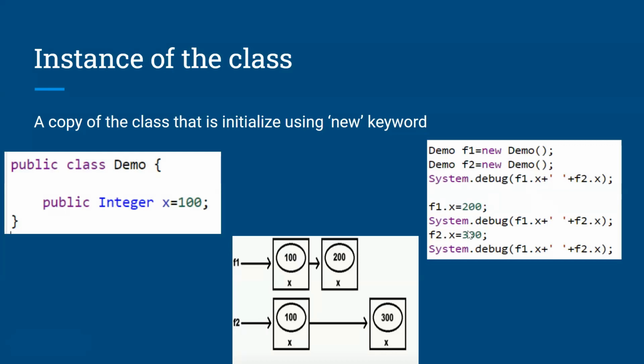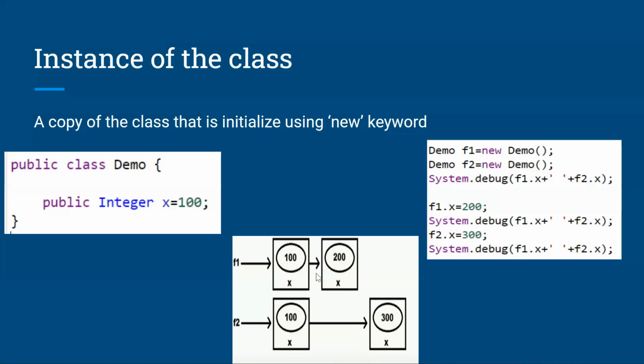Here you can select 200 again, like f2, and f2.x equals 300. Previously it was 200, so it's 200 here. Now the new value, previously 100, now you can select 300 here. So in this example, you can easily understand the memory location. The first time, f1 has the value x equal to 100.